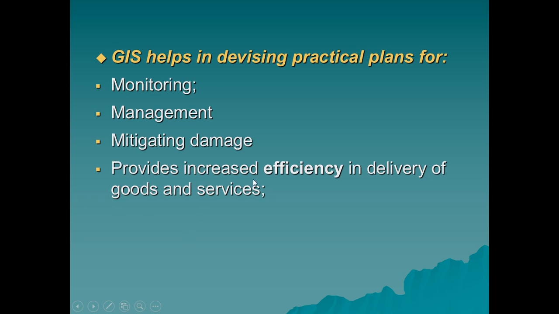GIS can help us provide efficiency in delivery of goods and services, identify the shortest route from point A to point B. So we're not only talking about delivery of goods and services in the sense of business operations, but this particular principle can also apply to, let's say, police response to emergency calls or fire services, etc.